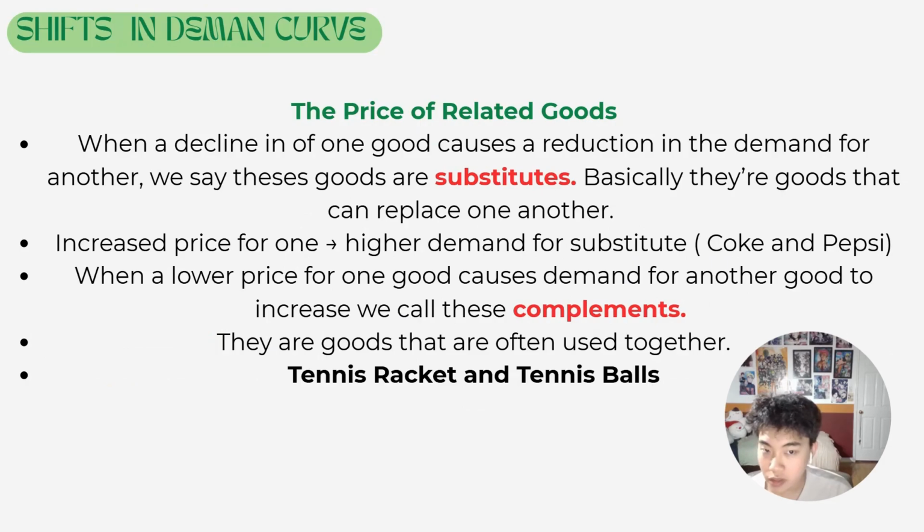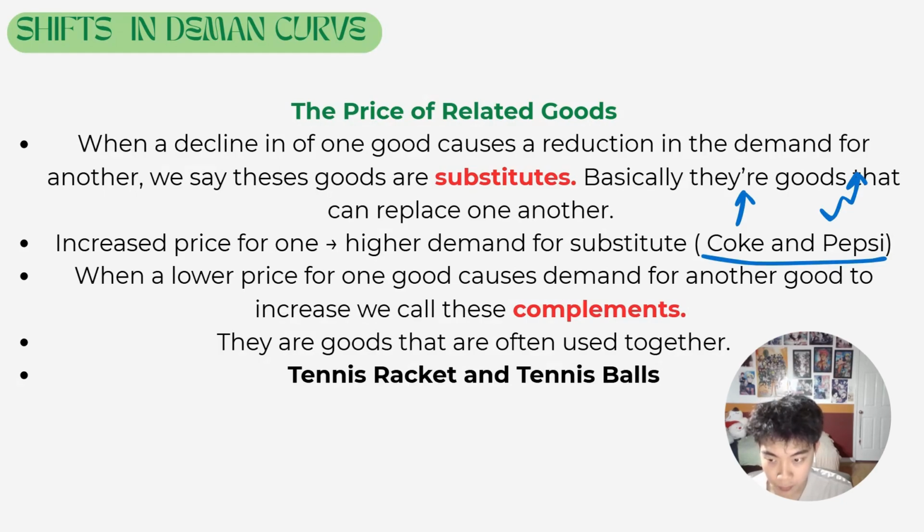The next would be the price of related goods. When a price increase of one good causes an increase in demand for the other, we call these goods substitutes. So basically, these goods can replace one another. One good example would be Coke and Pepsi. If we increase the price of Coke, the demand for Pepsi would probably increase because Pepsi would be the next alternative to Coke, because we don't want to buy expensive soda, right? We call these substitutes. We can replace one another.